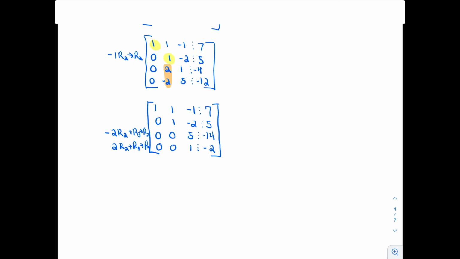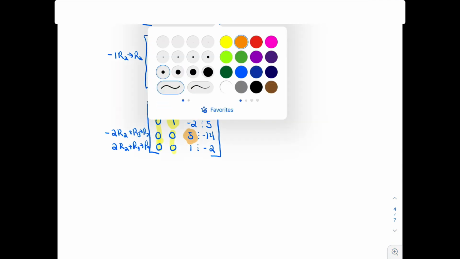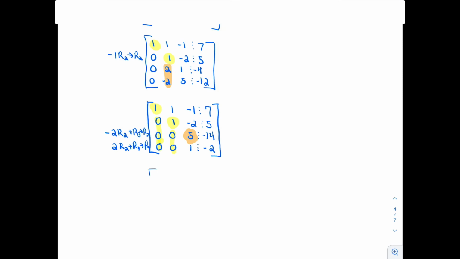So I have my leading ones for column 1 and column 2. I have my zeros underneath my leading ones in those two columns. So next goal is to get a leading one in my third entry of my third row. I'm going to choose to do this by interchanging my rows 3 and row 4. I'm not going to work with rows 1 and 2, so I'll just copy those down. And now I'll interchange my row 3 and row 4.